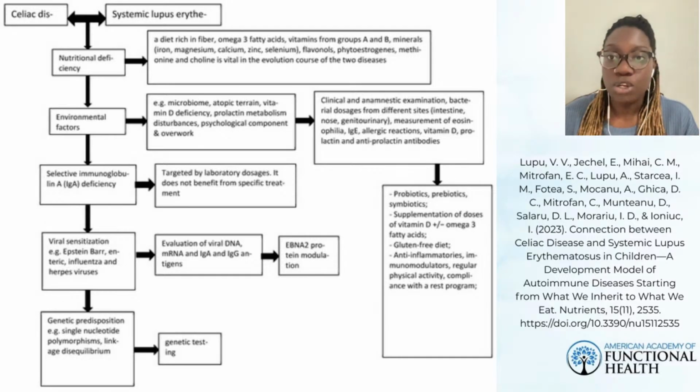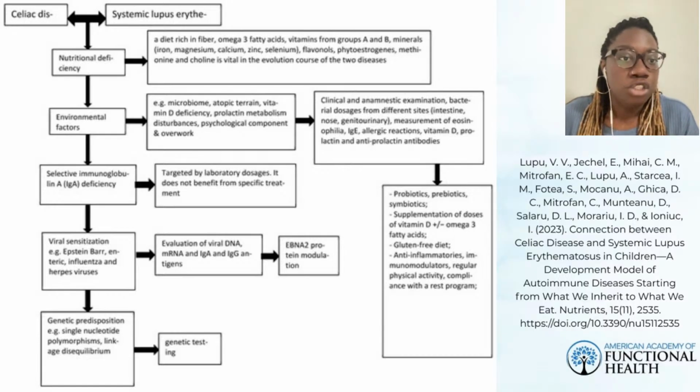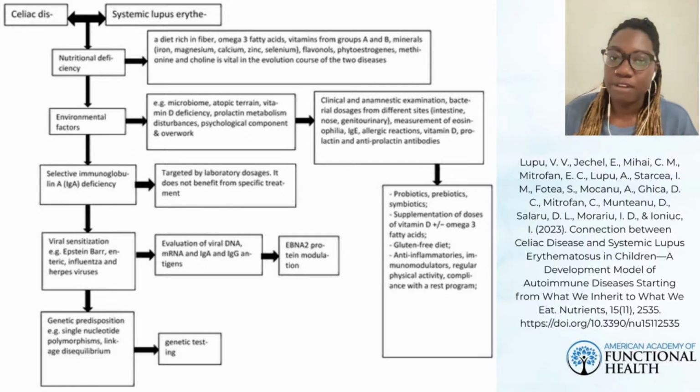For those of you who may not know, celiac disease is an autoimmune condition triggered by the gluten protein that causes the immune system to attack the small intestine and, in some cases, the colon. Now, nutritional deficiencies. When we have a diet that is rich in all of the good things, right? Fiber, omega-3s, vitamins, flavonoids, these all help calm the inflammatory process and have been seen to be beneficial in both celiac disease and lupus.